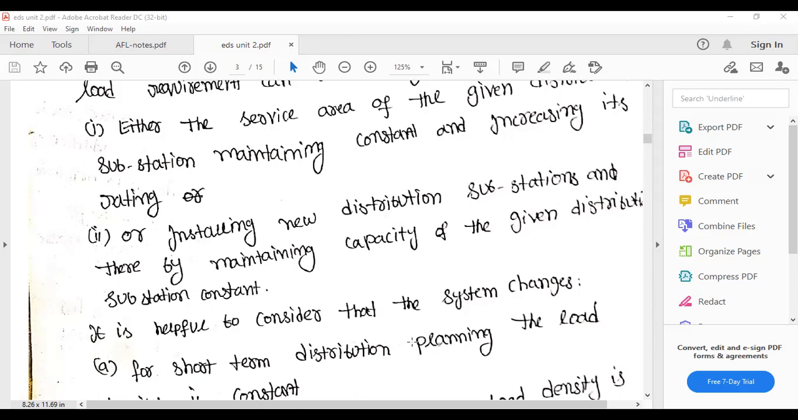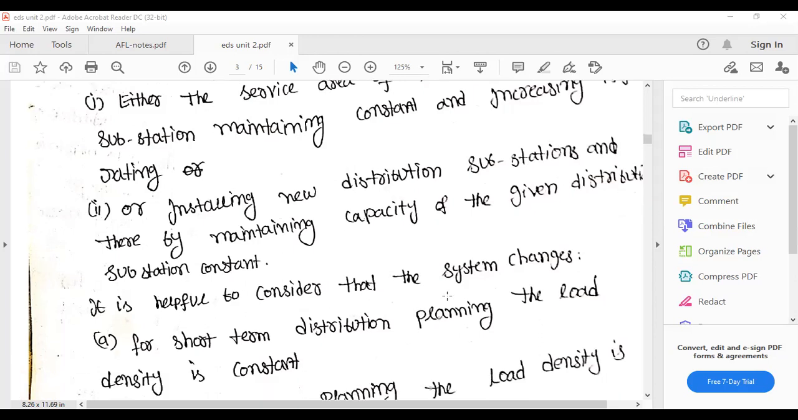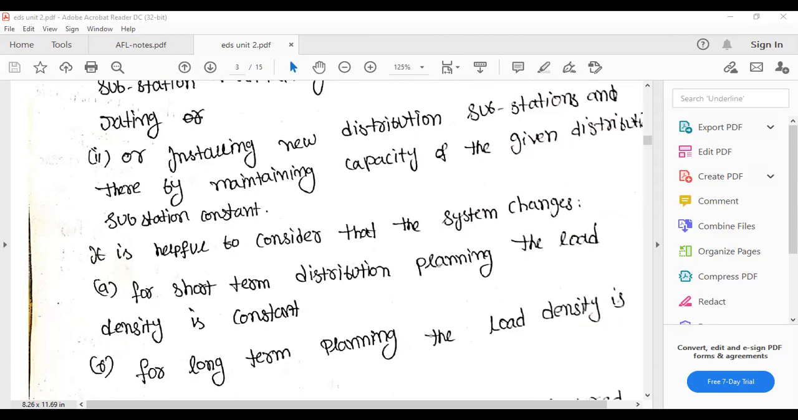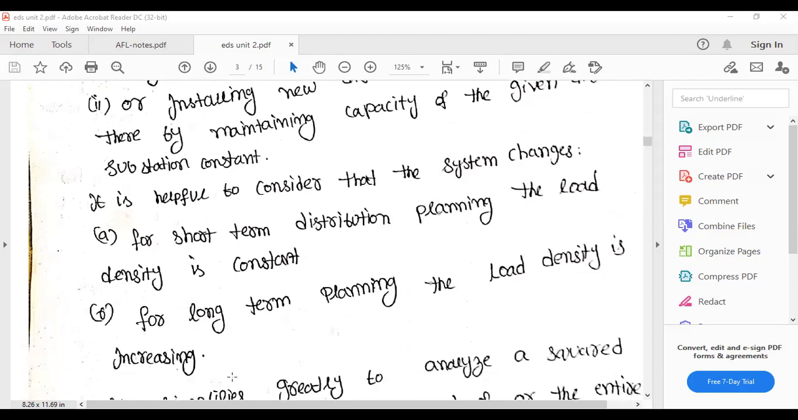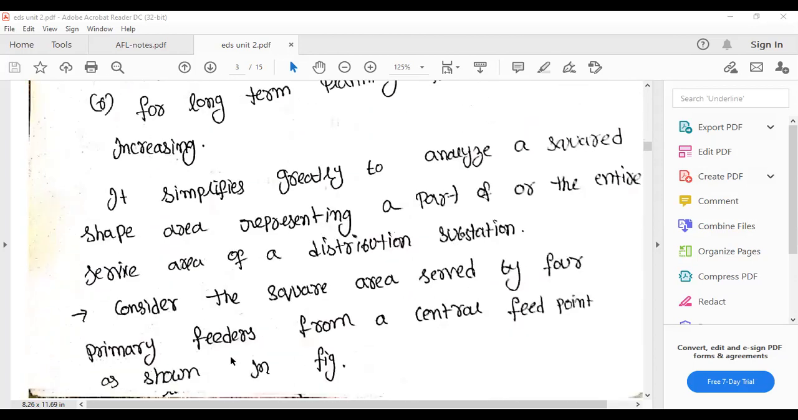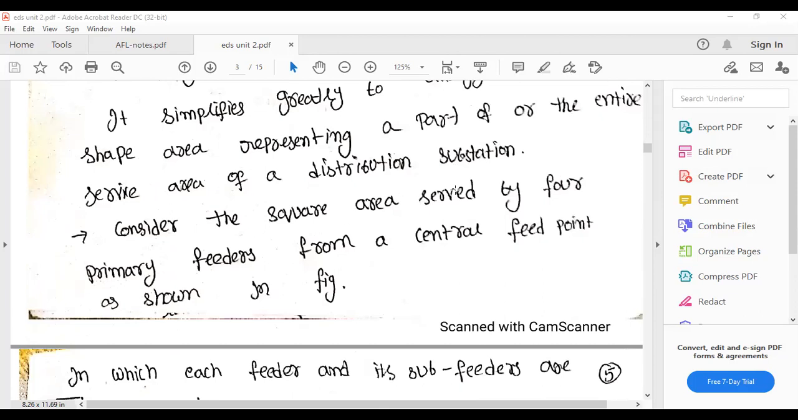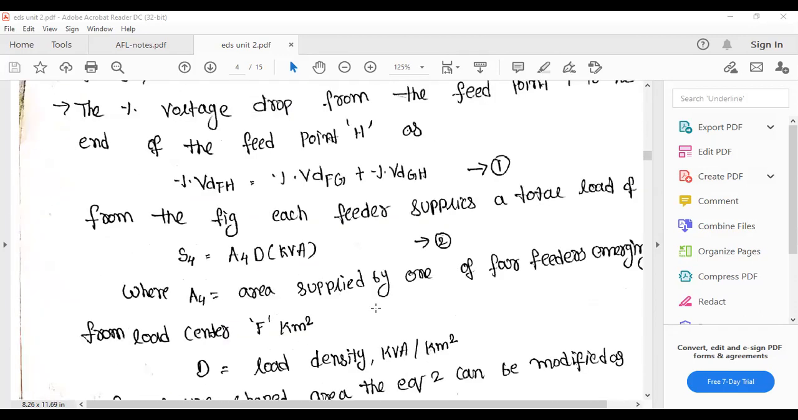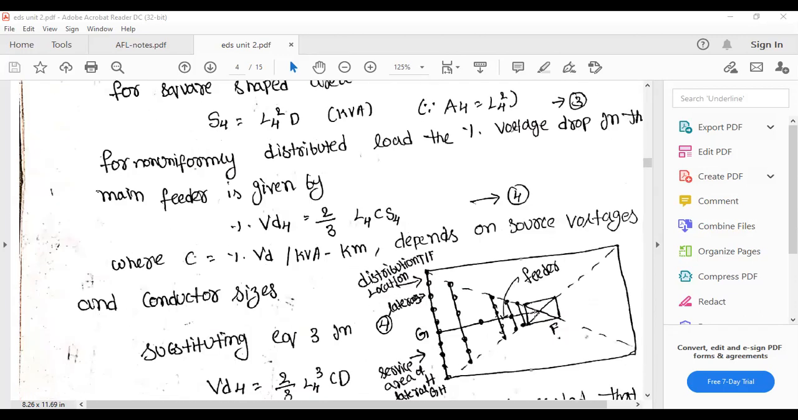It is helpful to consider the system changes, that is the short-term and the long-term planning. All that will be simplified by using a square area. That square area is served by 4 primary feeders from a central feed point, as shown in the figure.